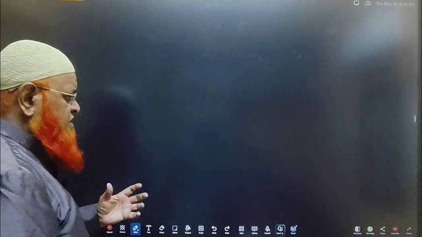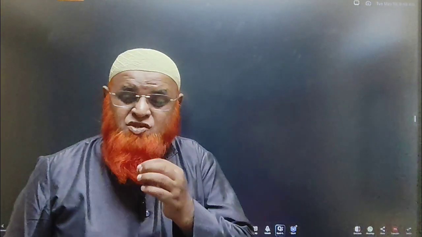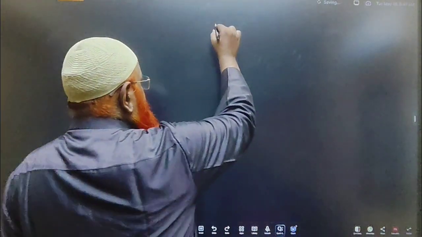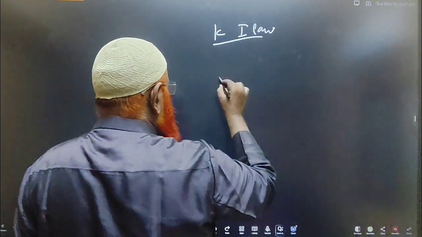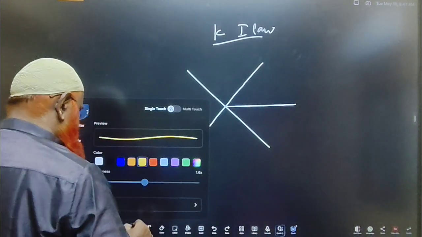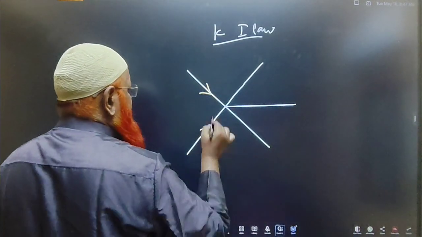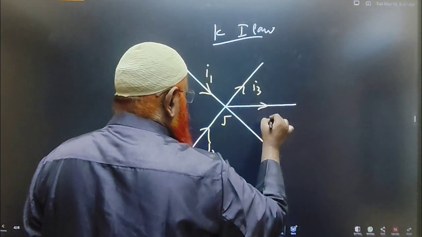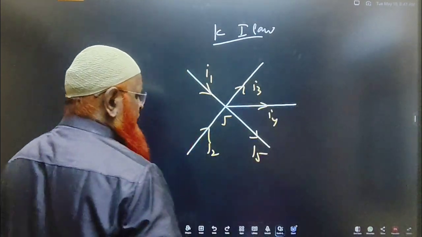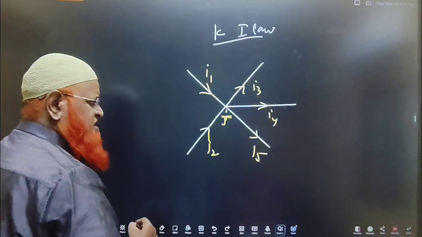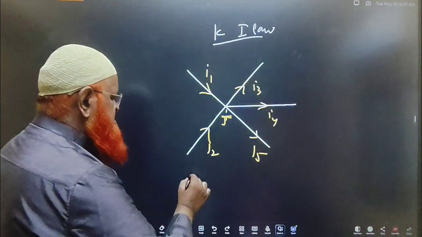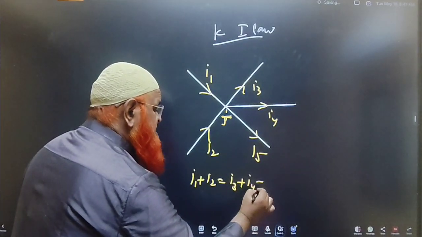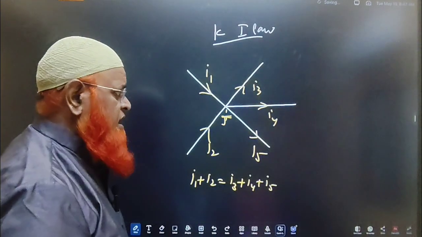After that, you should know what Kirchhoff's laws are. What is the meaning of Kirchhoff's laws? It's a very important thing here. So Kirchhoff's first law, what does it say? For example, this is a junction in which two currents I1 and I2 are meeting. I3, I4 and I5 are leaving the junction, and this is called a junction here. The sum of the currents meeting at the junction is I1 plus I2, which is equal to the sum of the currents leaving the junction, which is I3, I4 and I5, isn't it?